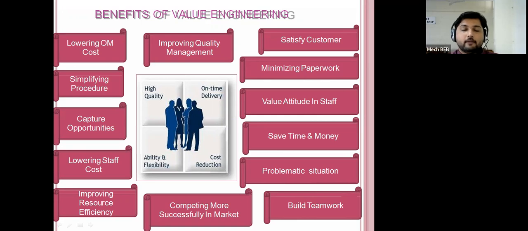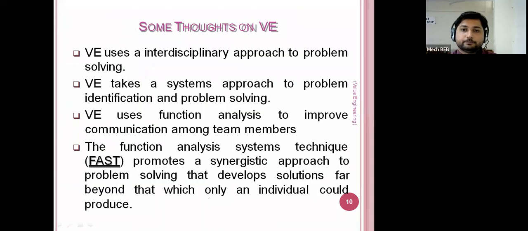So all these things will get improved for the industry, and that will be the benefit, that you will be able to deliver the high quality good with a reduced cost, and you can deliver that component on time, and your manufacturing team will have the ability and flexibility to adapt to the changes in the product. Okay, so that will be the benefits of value engineering.